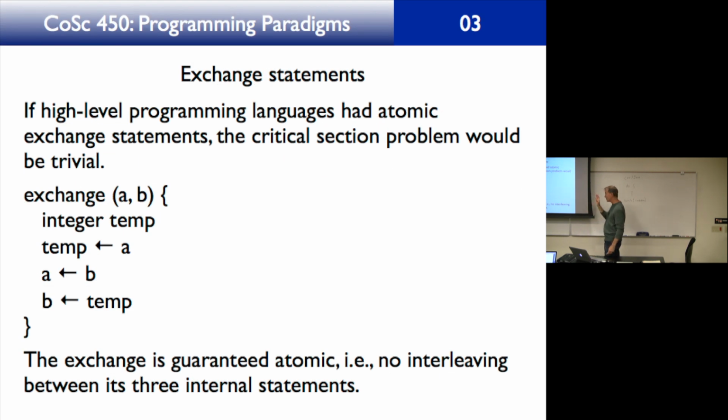Now, actually, there's another way to do it. Not only can you do a trivial solution with a test and set, but also these are called exchange statements. If high-level programming languages had atomic exchange statements, the critical section would be trivial. Now, what do we mean by an exchange? Like swap. What do we mean by swap? Double assignment. Yeah, I mean, A, B gets B, A or whatever. You swap the values. Right? So let's suppose that you could do exchange A, B, and basically what it is: integer temp gets A, A gets B, B gets temp. But now, what if you could do all of this in what?